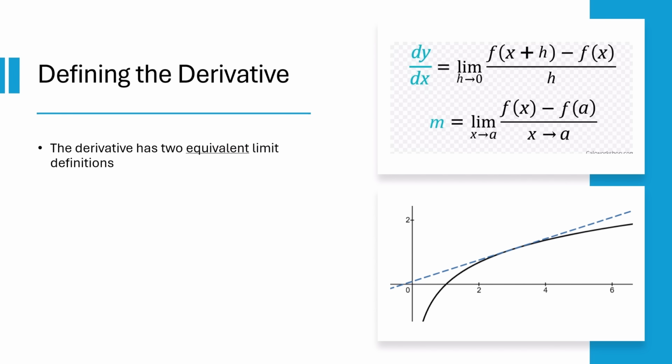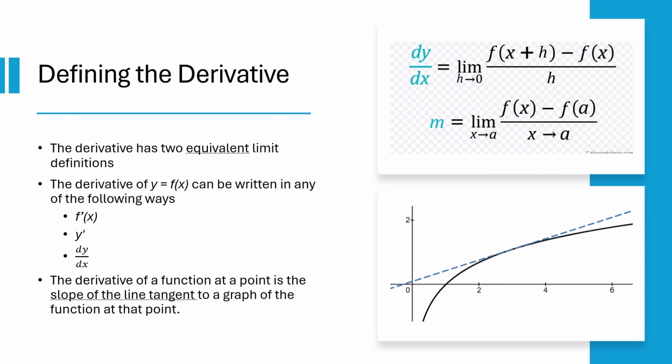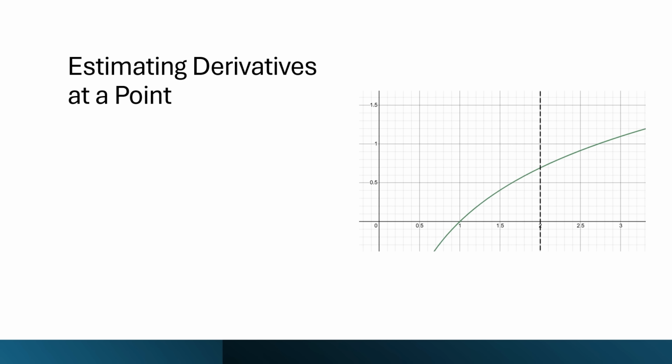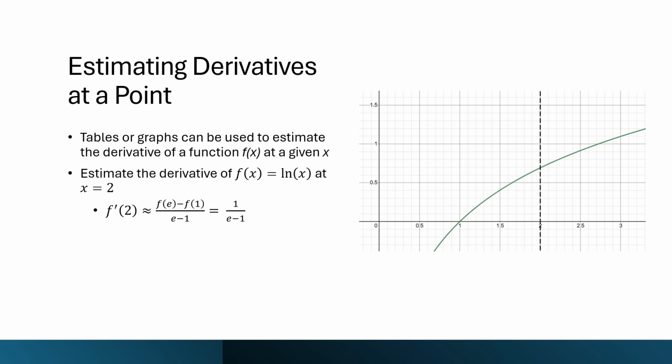The derivative is defined by either of the limit definitions shown to the right. It has a few different notations: f prime of x, y prime, and dy dx. Also, the derivative of a function is the slope of the tangent line at that point. When exact derivatives aren't available, you can estimate the slope of the tangent line at a point using tables or graphs. Just find the slope using 2 points near the x value.